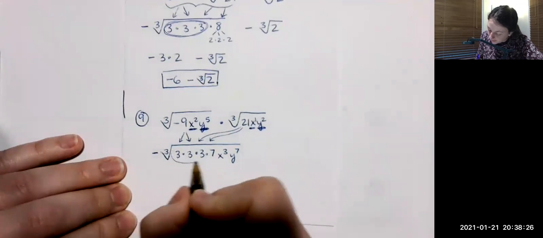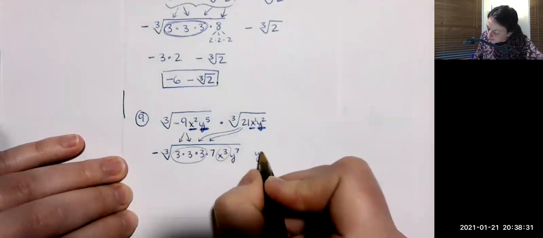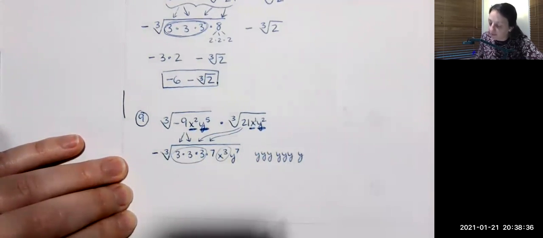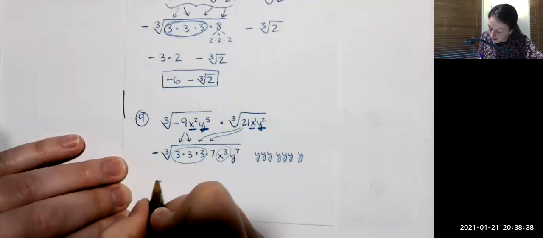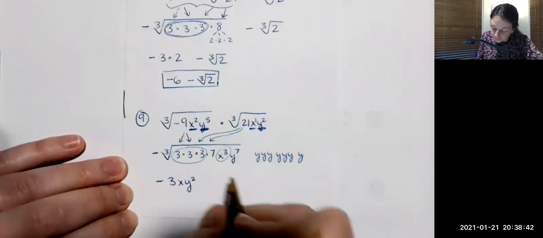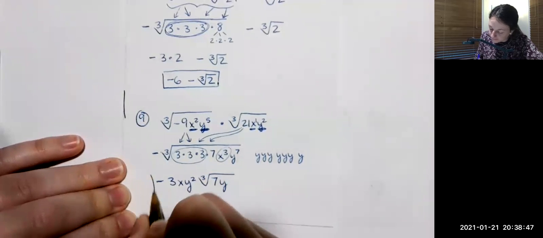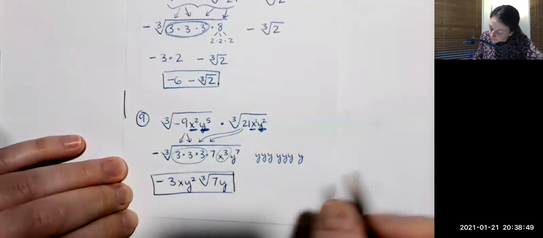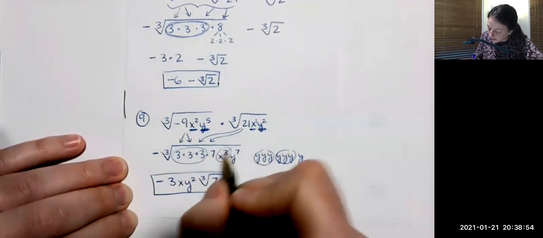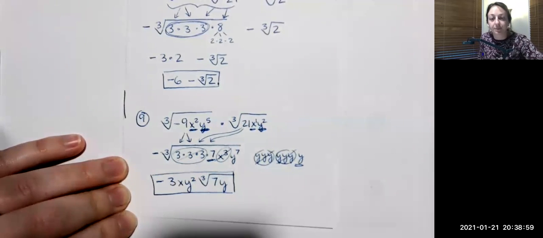All right, group of 3. There's one group of 3. There's another group of 3. And then y to the 7th, that's going to have 2 groups of 3 with one y left over. So negative 3x y squared cube root 7y. Right? 1, 2. So out, out, out, out, left over, left over.